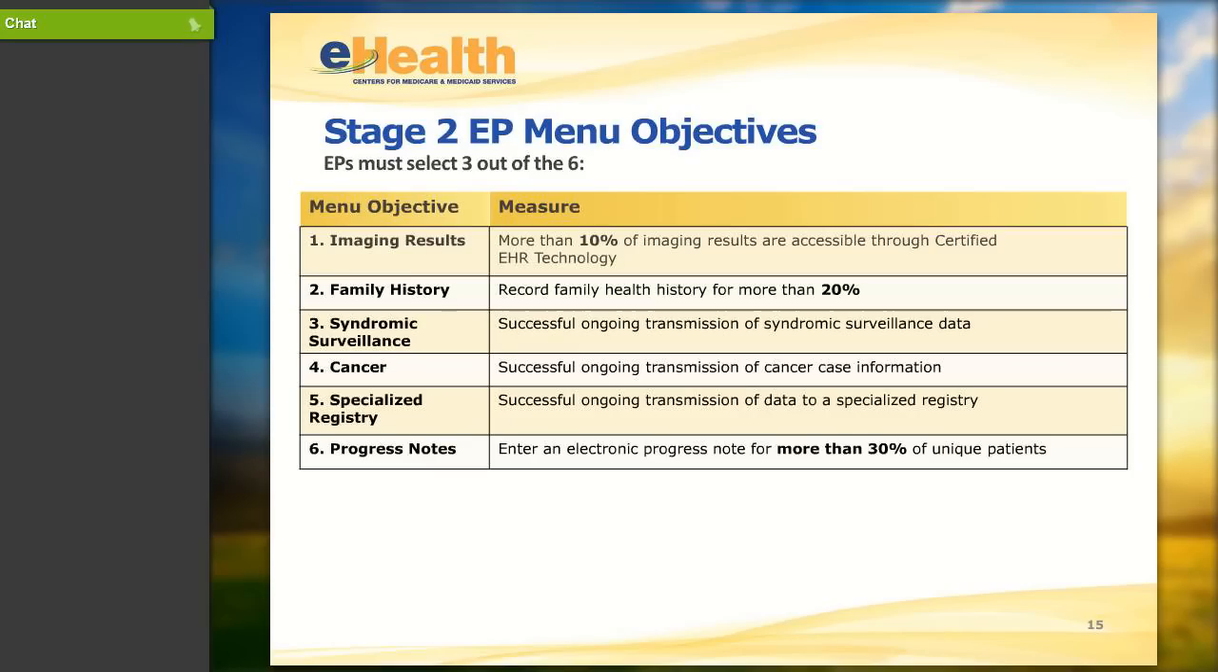There is some information there on stage 2 core and menu objectives for eligible hospitals, but I'm just covering eligible professionals here. But these are the list of menu objectives. There is not a specific requirement for how these work. You can pick any 3 out of the 6 here.